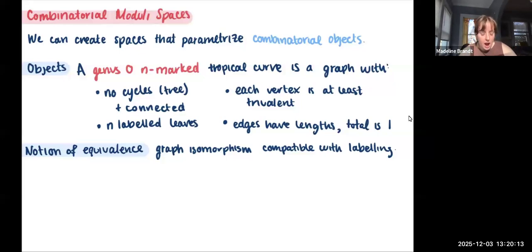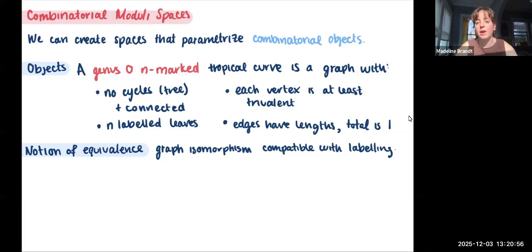My objects are going to be genus 0 n-marked tropical curves. So what is this? It's going to be a graph that has no cycles, so it's a tree, and it's connected. I'm going to put n labels on the leaves. Every vertex has to be at least trivalent. It's also going to be a metric graph, so the edges will have some lengths. And if you sum across all edge lengths in the graph, I'm going to restrict the total to be 1.